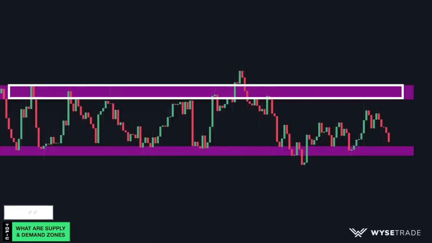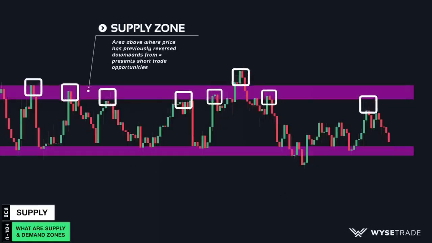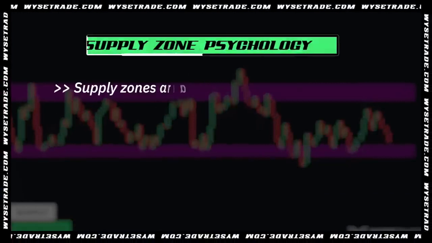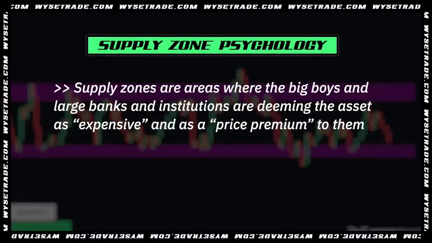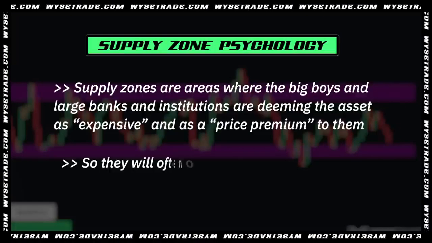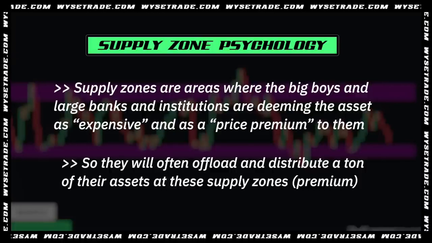Now, this zone above, where price reverses downwards off of, is known as a supply zone. Notice how many times price reacts to the supply zone, which shows how important they are to identify. Supply zones are areas where the big boys and large banks and institutions are deeming the asset as expensive and as a price premium, so they will often offload and distribute their assets at these supply zones.